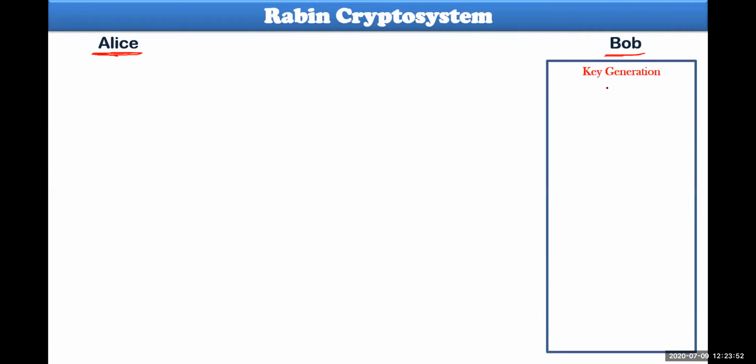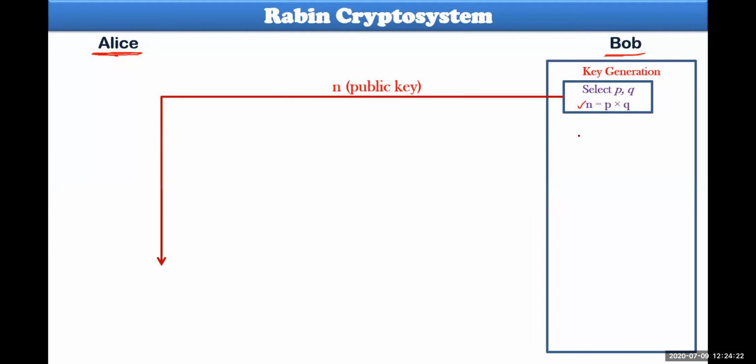Bob prepares the key generation. He has to select P and Q. I have already given some restrictions: P modulo 4 must be equal to 3, and Q modulo 4 must be equal to 3. These two restrictions must always be followed, and only then are you eligible to consider the values of P and Q. After that, you have to identify n, and then send that n to the public, on the internet, an unsecured channel. We place it out there.